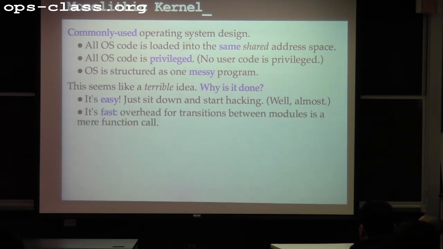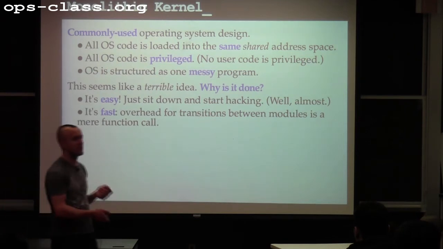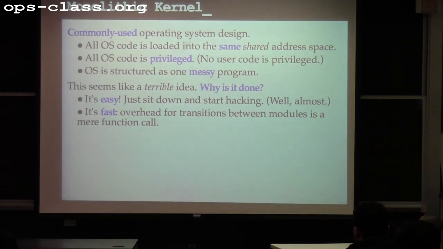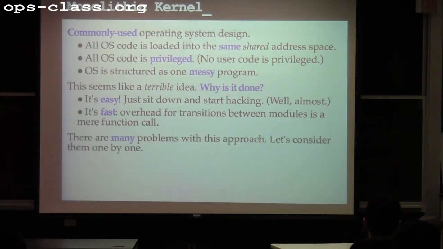And it is fast, right? Because the overhead of transitioning and moving data between modules in this kind of kernel, or you can think of it as different threads or different functions, is just function call overhead. So it's very fast. It doesn't require any sort of context switch into the kernel. It doesn't require restricting communication to patterns that are defined by particular interfaces. It's like anything goes, right? So this is nice, right?